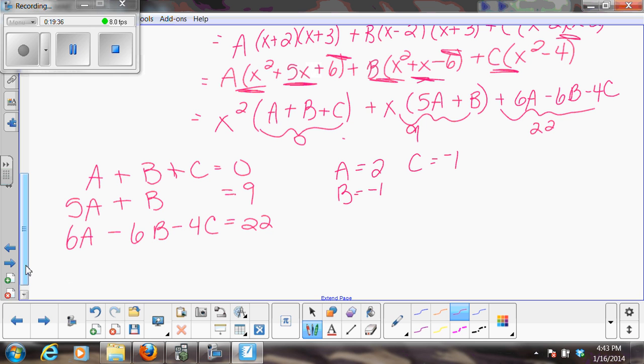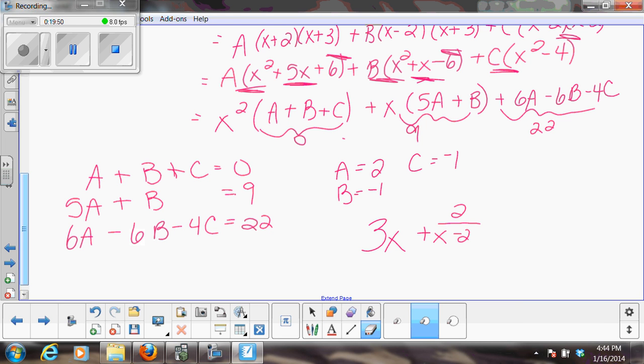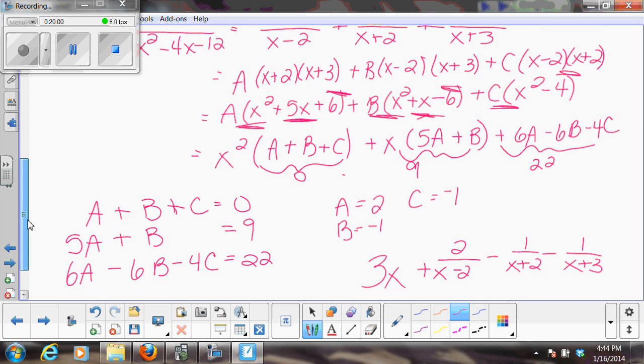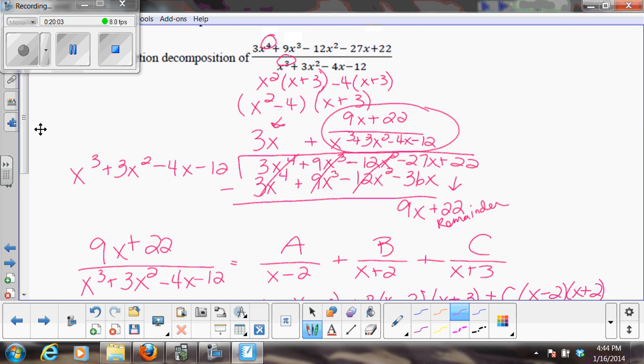So this fraction, what it equals, remember there was a whole part, which is 3x plus 2 over x minus 2 minus 1 over x plus 2 minus 1 over x plus 3. And that finalizes chapter 9. Yay!